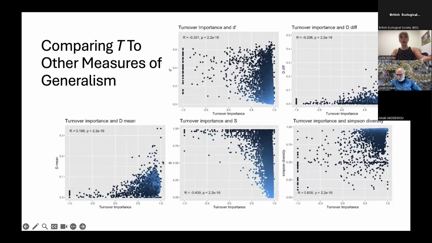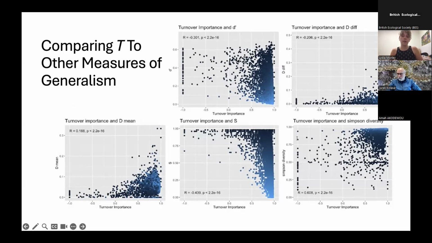So that's great, but does this thing that we think turnover importance tells us actually tell us anything unique, or could we just use other available measures? So we ran a bunch of simulations and we compared T to a ton of other available metrics for quantifying generalism. And I just want to share briefly, because a lot of these are just boring graphs. And if you're really interested in it, we've got them all in the paper.